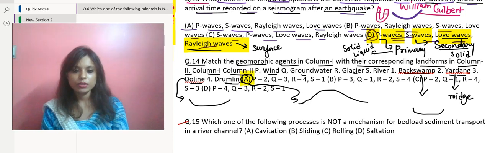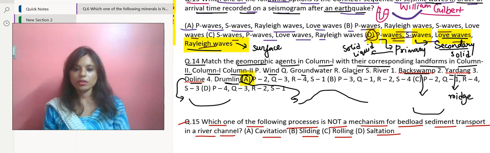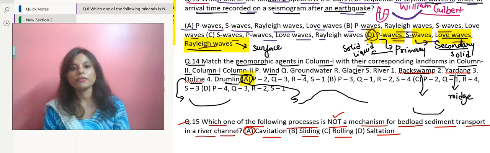Let's come to the last question for today's class. Which one of the following processes is not a mechanism for bedload sediment transport in a river channel? We have cavitation, sliding, rolling, saltation. Just as you can see, it's written "not a mechanism", so it would be cavitation. Cavitation is our correct answer because cavitation is not a mechanism for bedload sediment transport in a river channel. Therefore, option A would be correct.